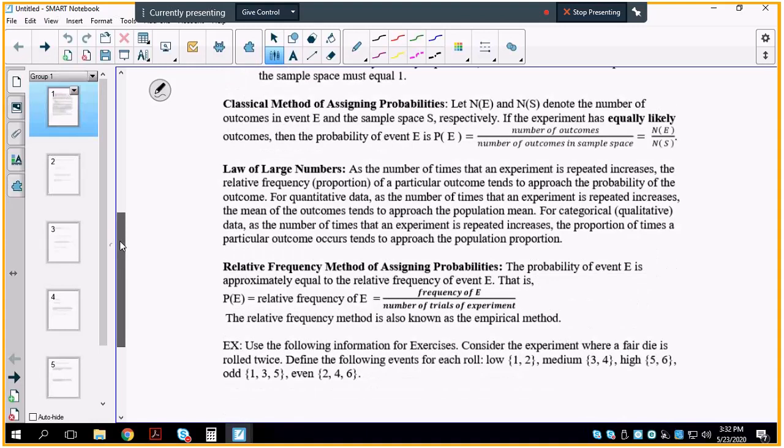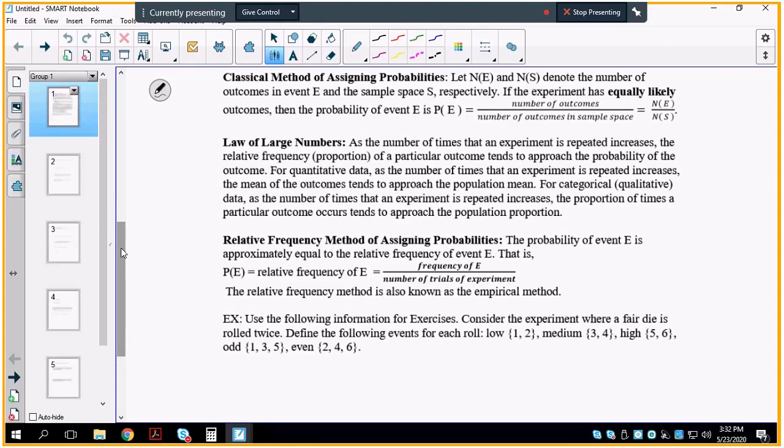Classical method of assigning probabilities. N of E is the number of elements in the event space E. N of S is the number of elements in the sample space S. The number of elements in the event space over the number of elements in the sample space is called the probability of the event E. So it's how many elements there are in the event space over how many elements there are in totality in the sample space that describes the probability of an event, and this way of assigning probability is called assigning probability by the classical method.